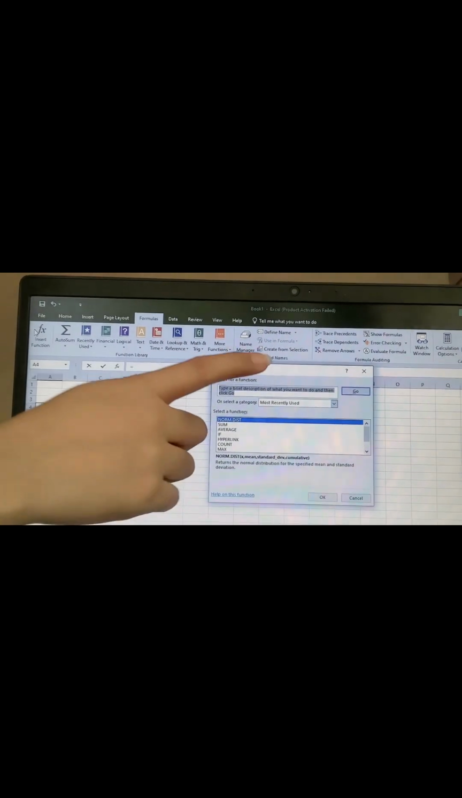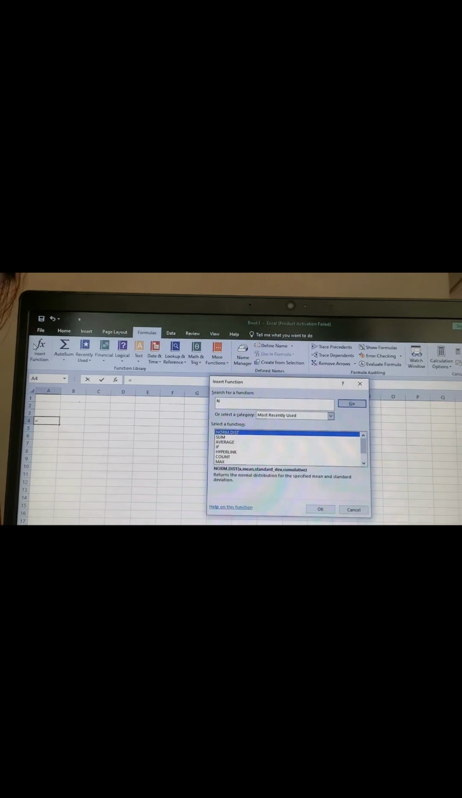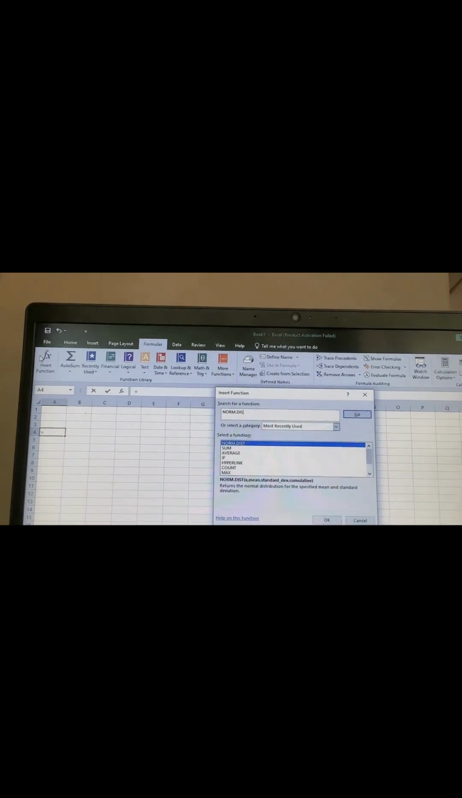So, the first step is the formula. But since I already clicked formulas, let's go straight to insert function. Click it, and after you click it, this will appear. Remember what I taught earlier, you just replace it with NORM.DIST. After that, you need to click go.